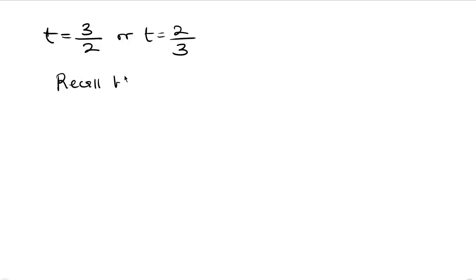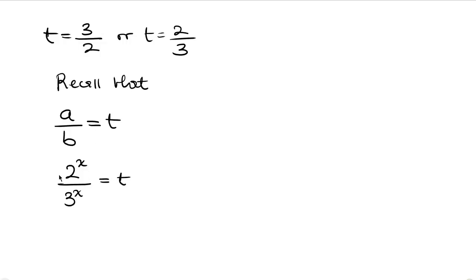Recall that we said let a over b be equal to t, right? Good. Remember that a is the same as 2 to the x. That was our substitution. And that b is 3 to the x. And this is equal to t.